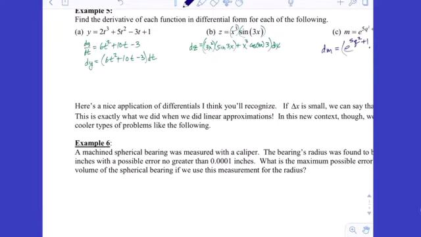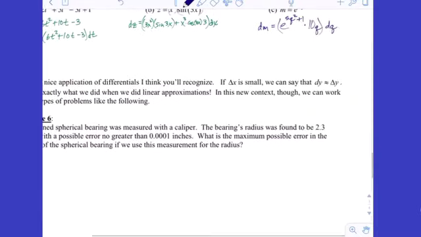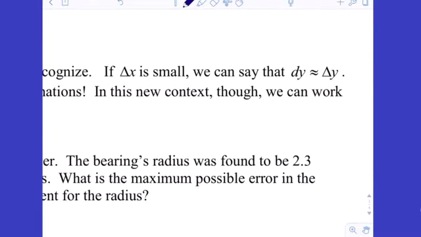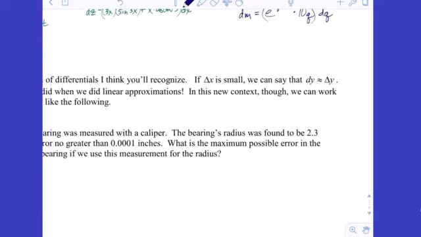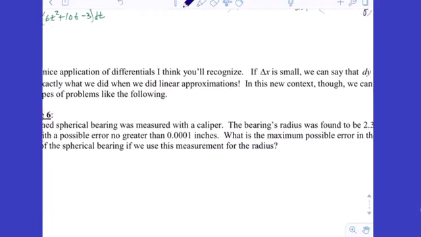All right. Here's a nice application of differentials I think you will recognize. This is what we just said. If delta x is small, for very small delta x values, delta y is approximately the differential of y. That's what we did with the linear approximations.